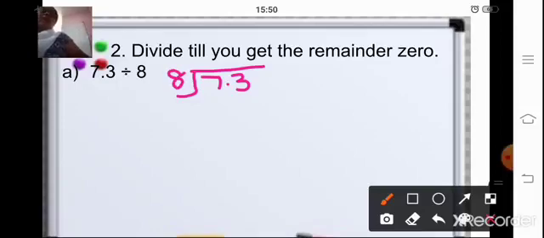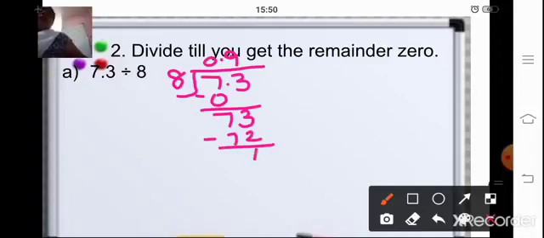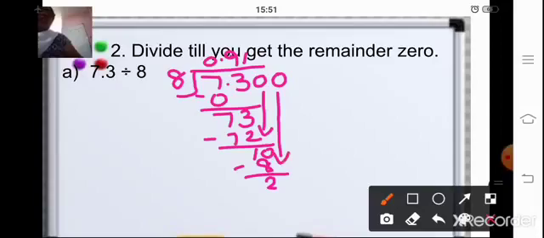Now 7 is not divisible by 8, so you will put a 0 here. 7 minus 0 is 7. Bringing this 3 down. You will put the decimal point here. 8 nines are 72. 3 minus 2 is 1. Now here again there are no numbers, so remainder is 1. So you will add a 0 and bring it down here. Now 8 ones are 8. 10 minus 8 is 2. Again the remainder you got is 2. So you'll add one more 0 to it. So go on dividing it till you get the remainder as 0.